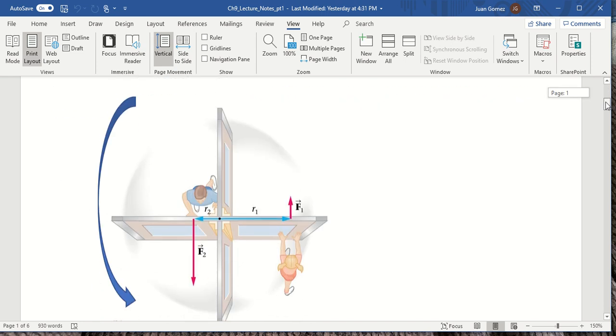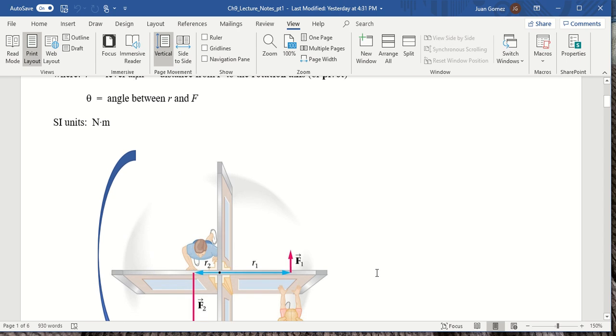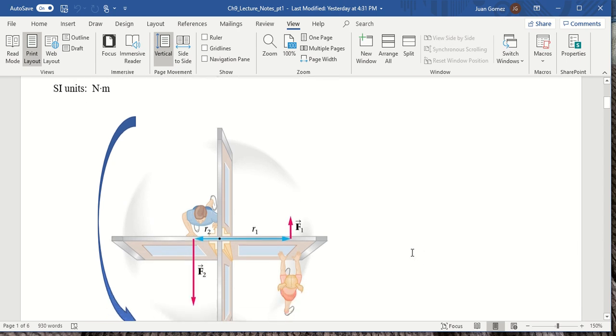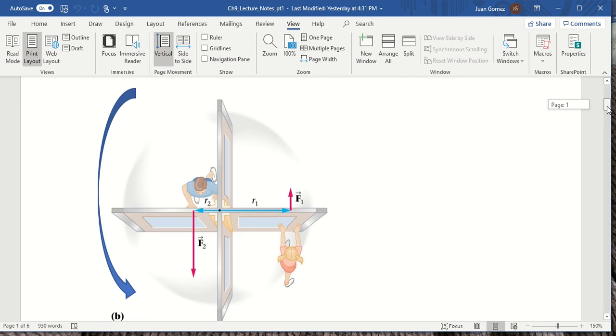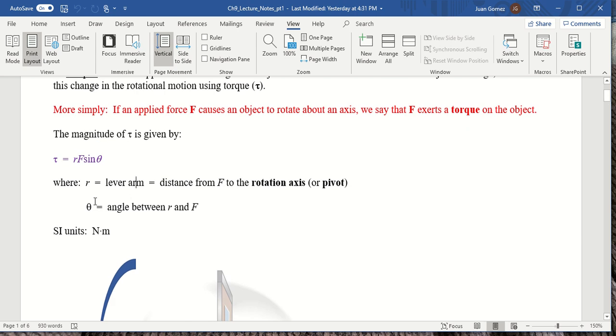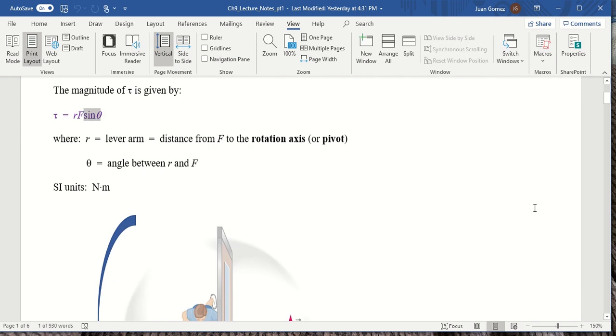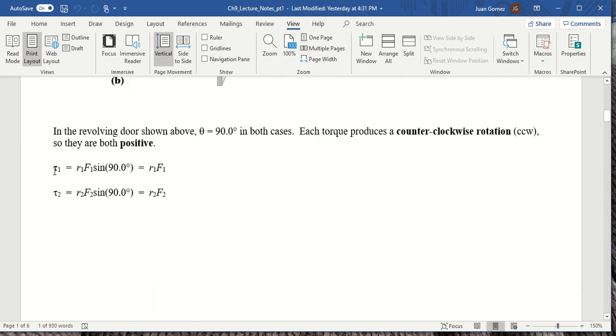So tau 1, the torque produced by F1, is R1 F1. Tau 2, the torque produced by F2, is equal to F2 R2, because in both cases the angle between the force and the lever arm is 90 degrees. Now that won't always be the case, but that's for that particular example. And remember, the sine of 90 is 1. So here, tau 1 is R1 F1 sine 90, which gives you R1 F1. Tau 2, R2 F2 sine 90, gives you R2 F2.